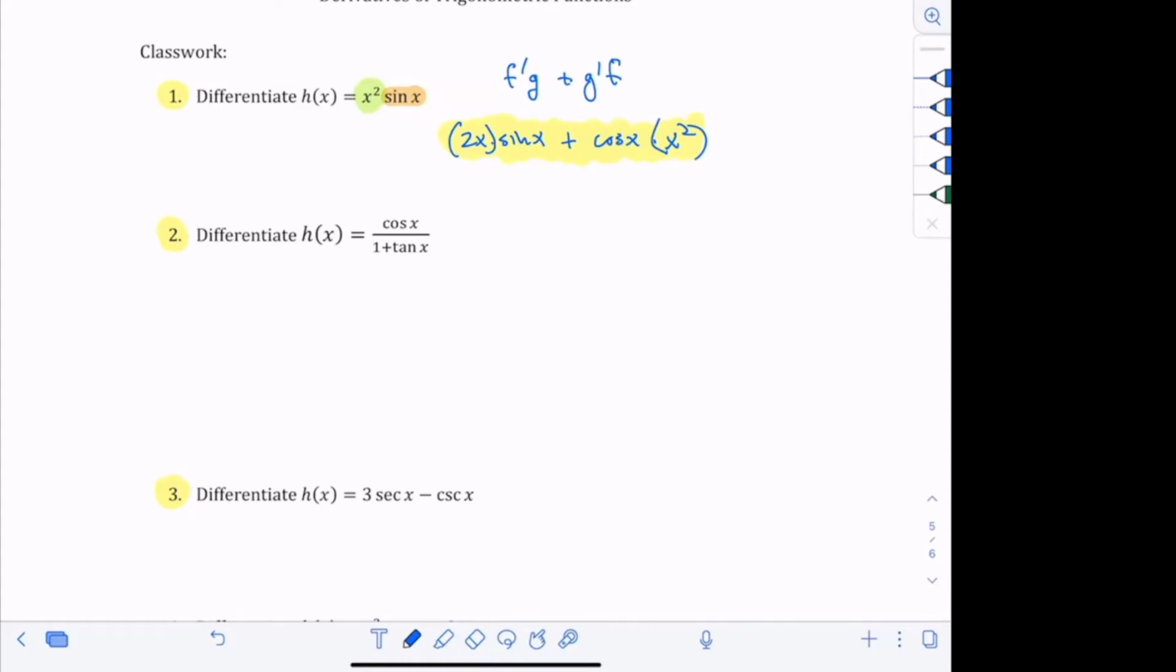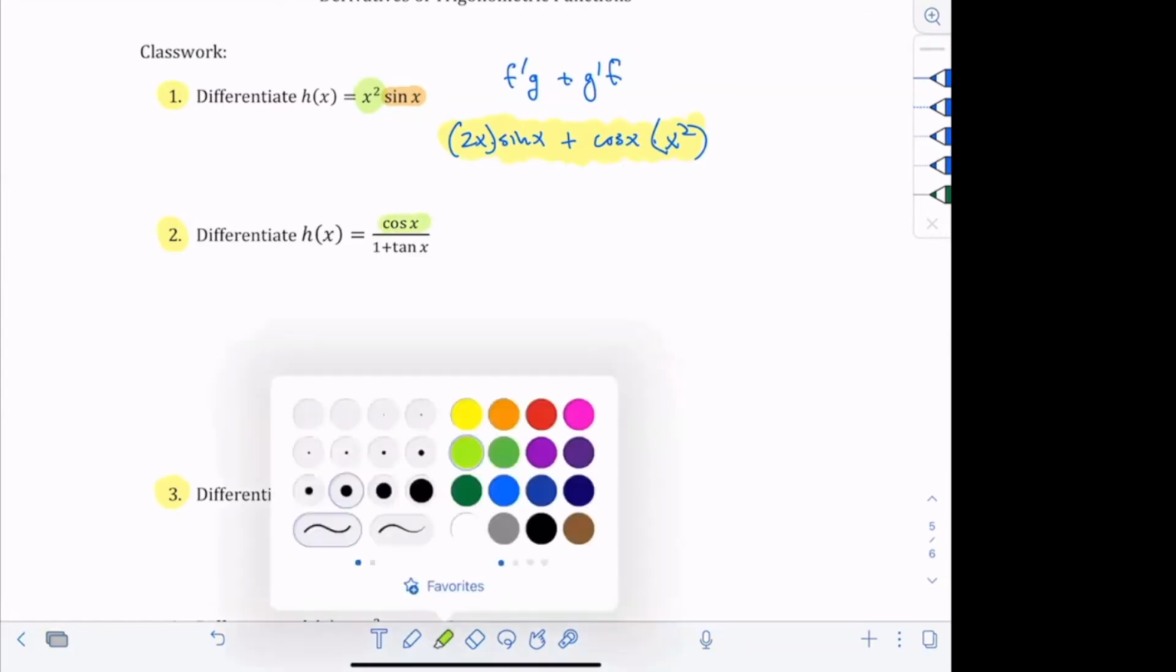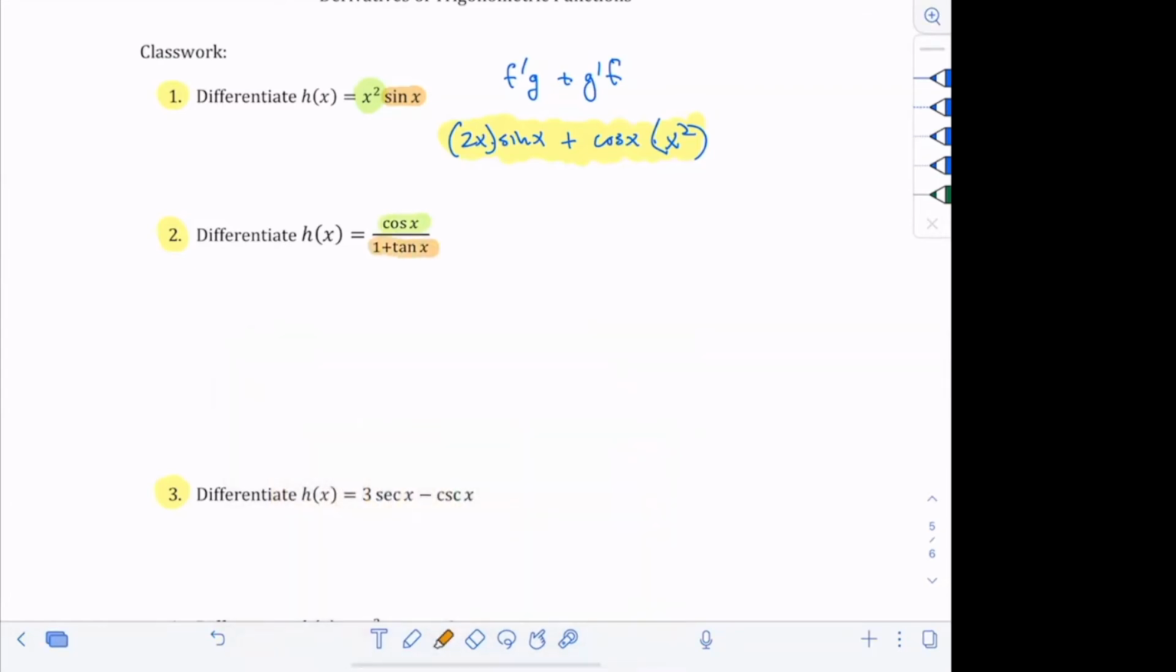All right, I need to go over example 2 now because we still have to finish this class. So do you know what rule we need for number 2? You can just type in the chat box or say it out loud. Sorry, Joe. Quotient rule. Top function is cosine. Bottom function is 1 plus tangent. This one, maybe I'll do it out to the side. I'll call this f, I'll call this g.